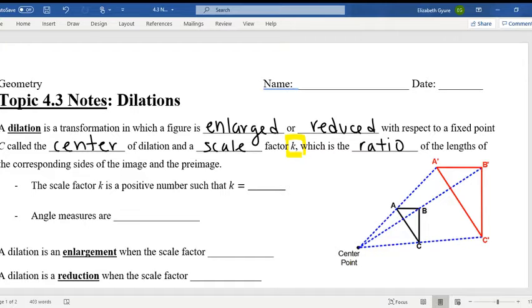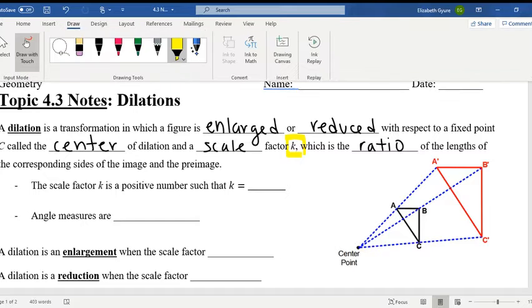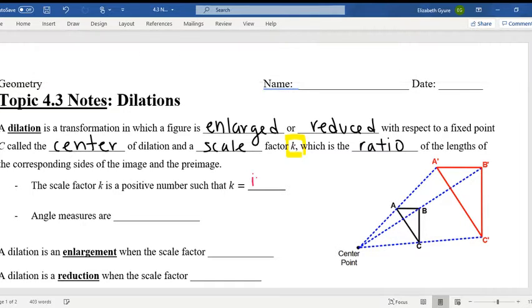Your scale factor is a positive number such that K equals, what we do is we take the image over the pre-image. So we're going to write this in 2 different ways. K equals the image over the pre-image.